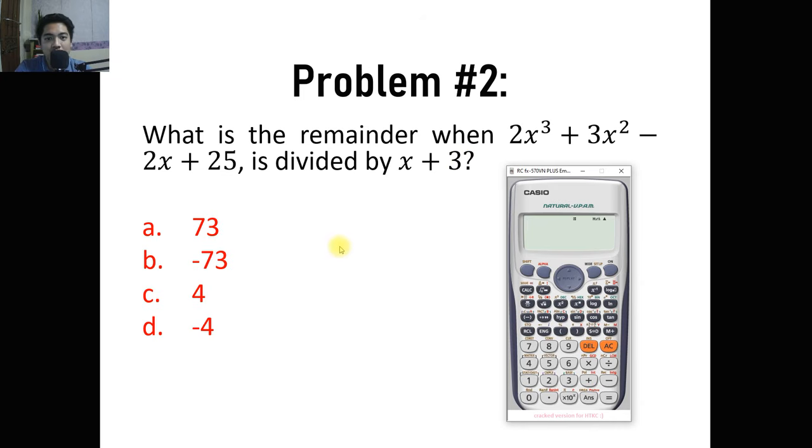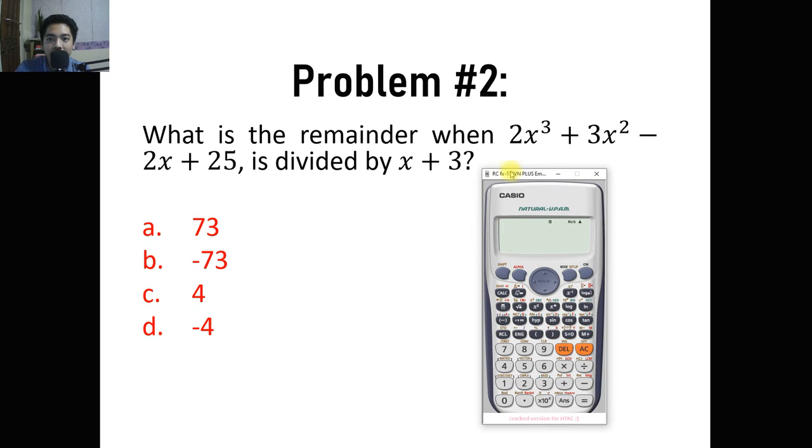So what we are going to do to solve this is equate x plus 3 to 0. Imagine x plus 3 equals 0, then get the value of x. So that becomes x equals negative 3. So we will be getting the f of negative 3, because that is the value of x.